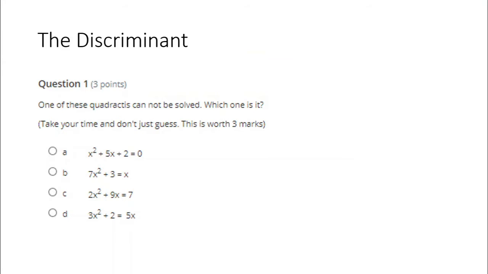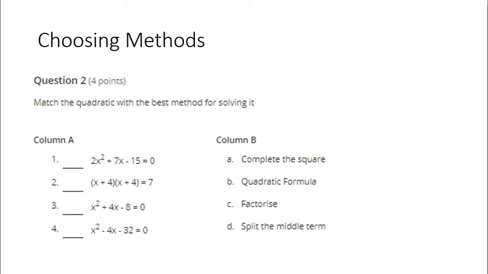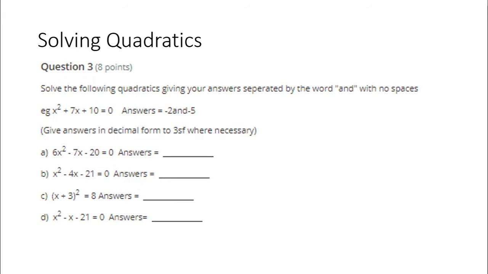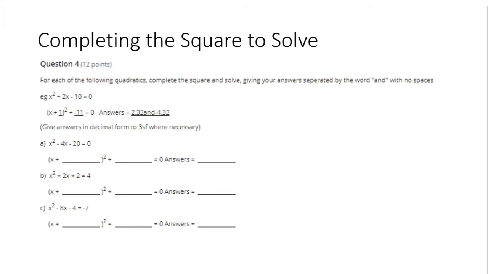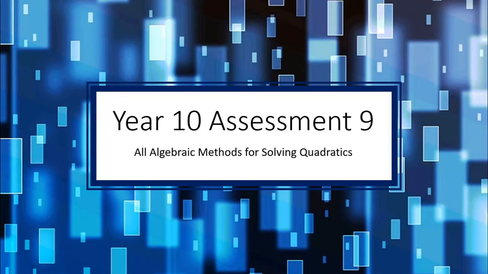Right, let's get started. First, I want you to figure out which of these quadratics cannot be solved. Giving you a hint here, use the discriminant. Question 2, you need to decide which of these methods would be the easiest one to work out the solutions to these quadratics. Question 3, I want you to solve these quadratics by whatever method you choose. And question 4, I want you to complete the square, and once you've completed the square, you should rearrange to solve. I hope you've had a chance to get through that on your own.